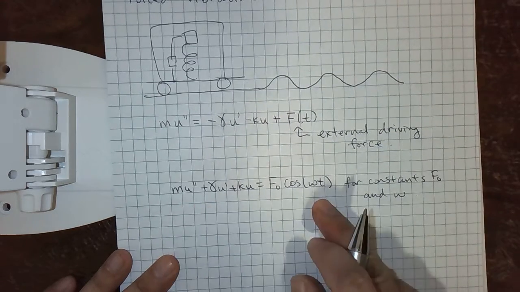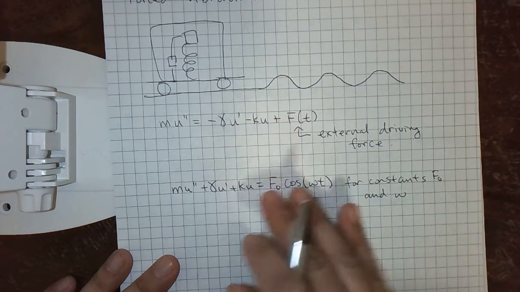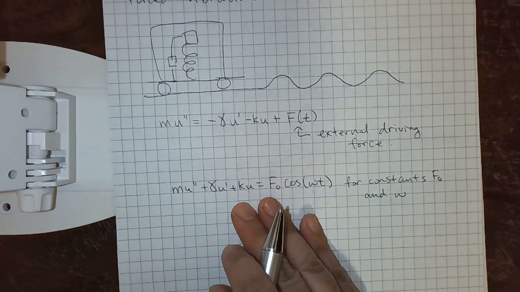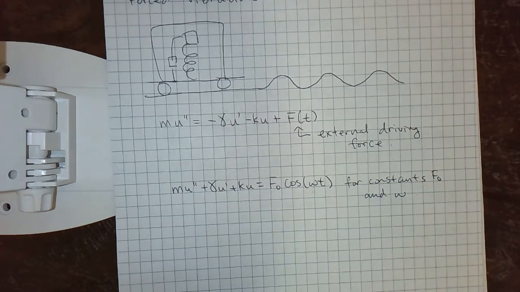And then we know how to solve this type of differential equation. If it were homogeneous, it would be second order linear homogeneous with constant coefficients. And when it's not homogeneous, you can use the method of undetermined coefficients. So we'll be talking about equations like that.